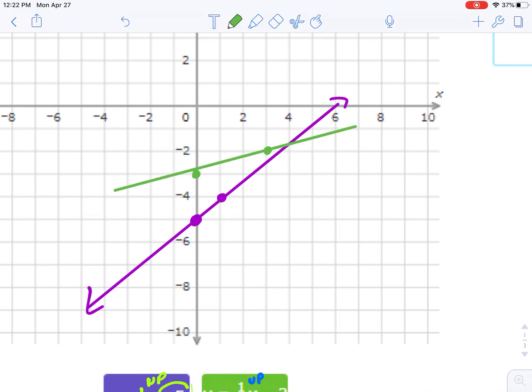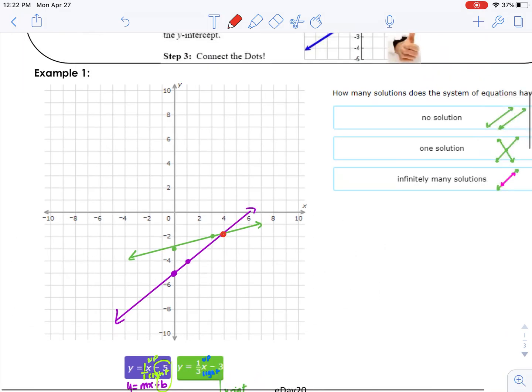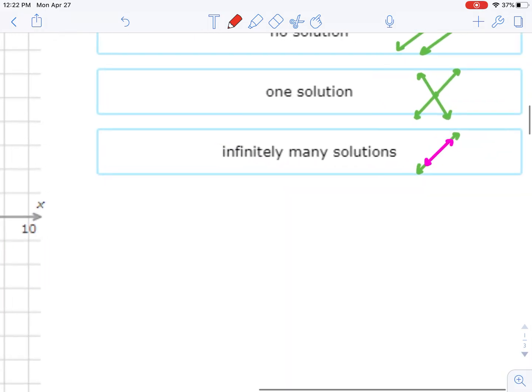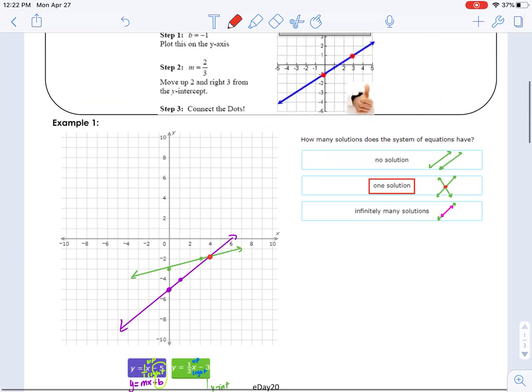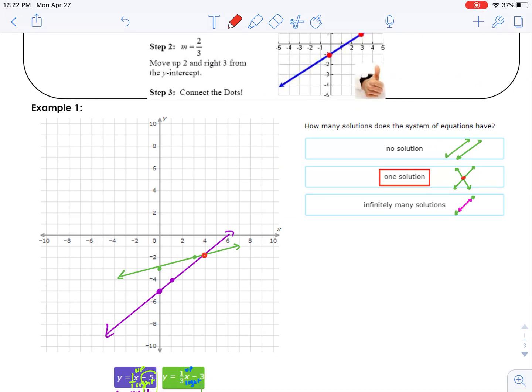And then when we connect these dots, our graph intersects. When your graph intersects, you don't need this time to find what the intersection point is. You just need to know how many solutions. And when there is one intersection point, when they cross, there's going to be one solution.